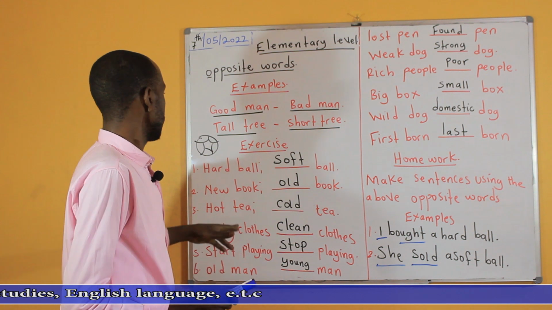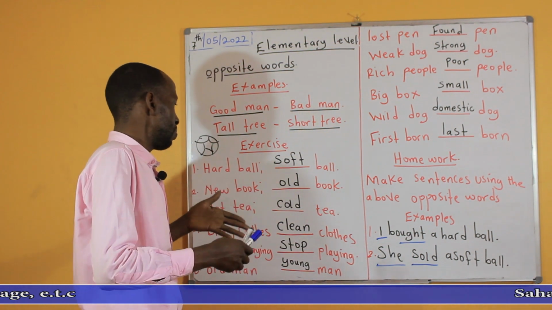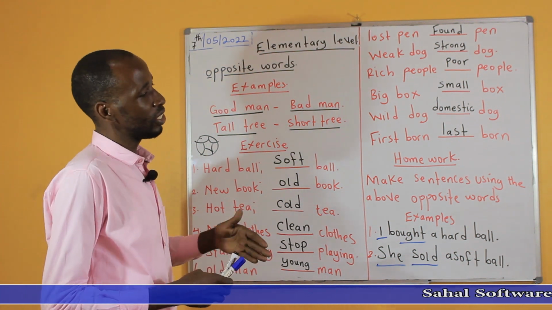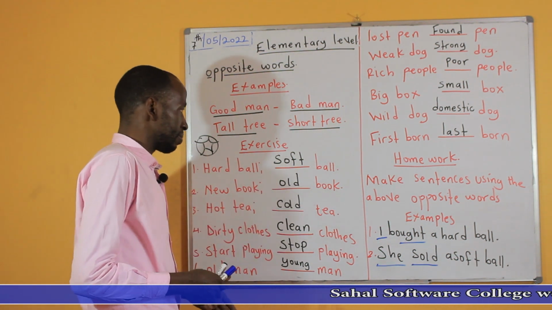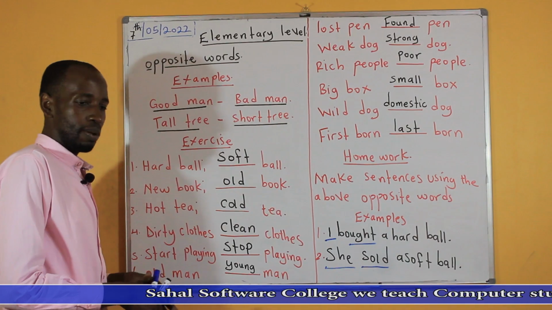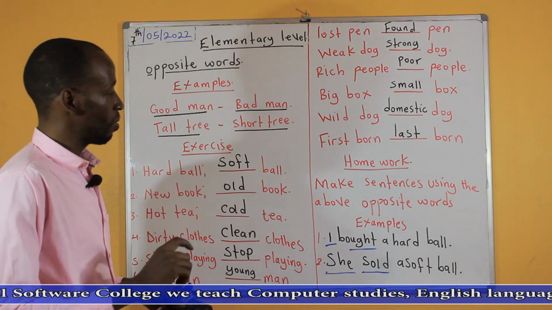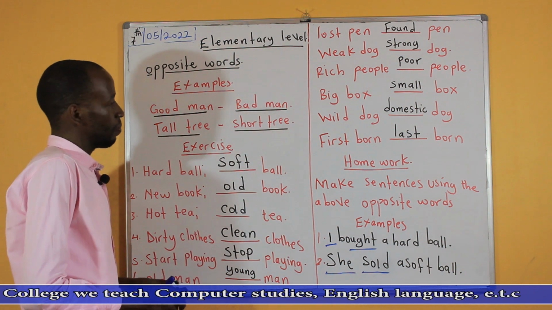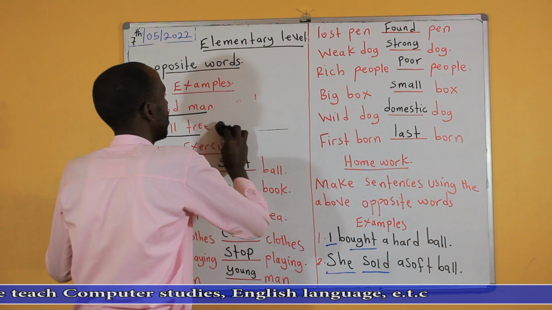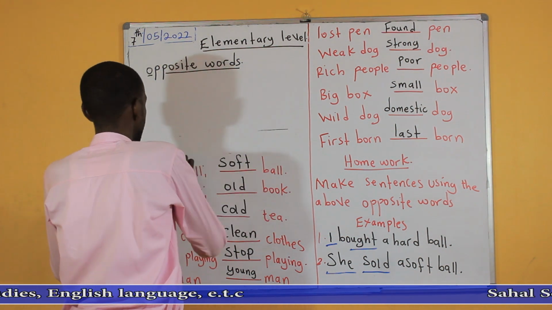So if I say new book, I can say I have a new book. Then she has an old book. That's what I want. Let me give you examples on how you can make sentences, because I want you to learn how to make sentences. So bring in the subject and the verb, and you make good sentences.